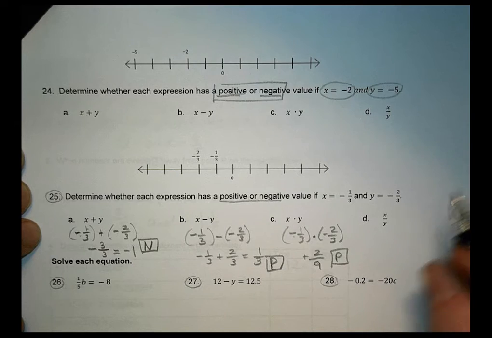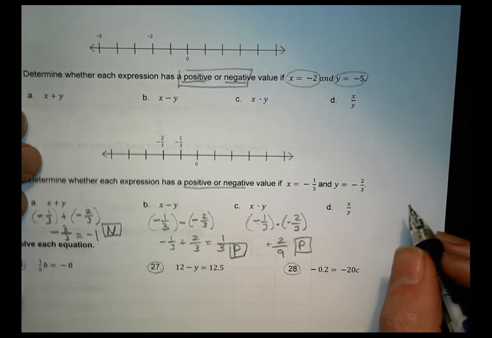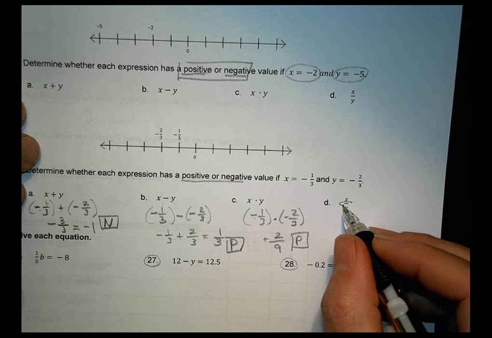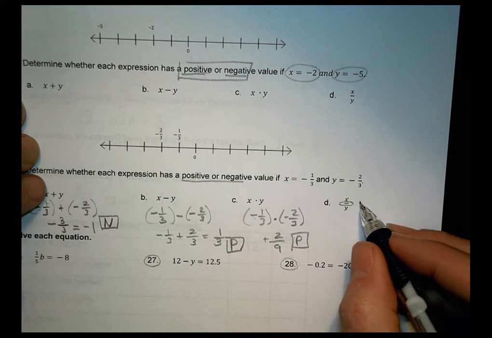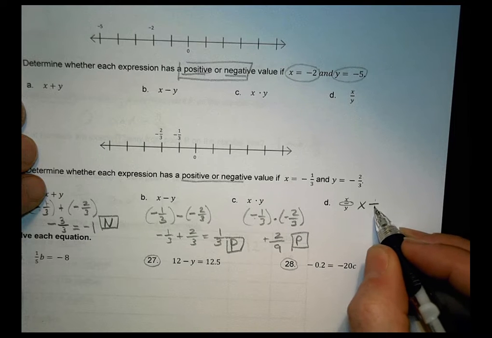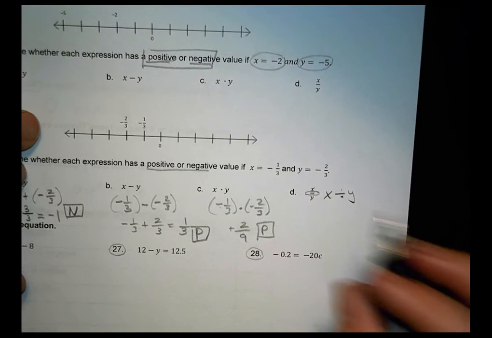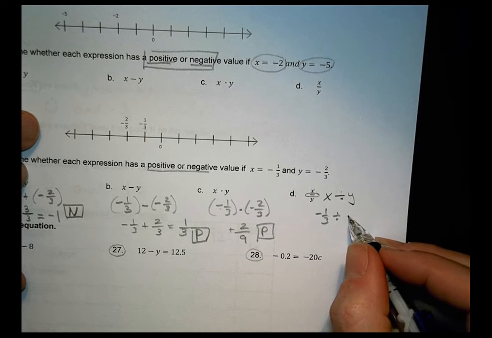And D, which is an interesting one here, right? Because you're like, wait, I don't know. This is a great one. Don't get too stressed out, because what does this fraction bar also mean? This is like saying x divided by y. So I could write that like this if I wanted to. X divided by y, and then plug things in. So I could do a -1/3 divided by -2/3.